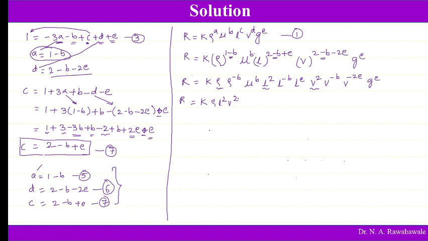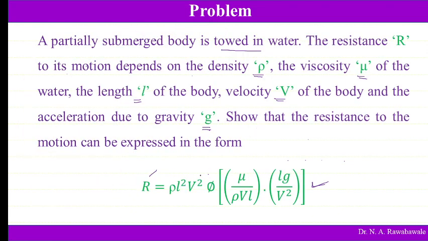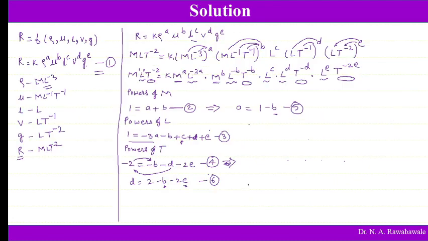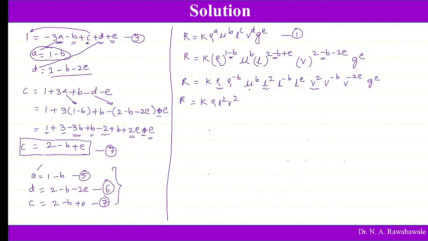What we have to do is collect in this first equation rho L V square. So we have to collect mu, rho, V, L with powers: mu positive, rho V L negative. So here we will collect mu to the power of b, rho to the power of minus b, l to the power of minus b, and v to the power of minus b.